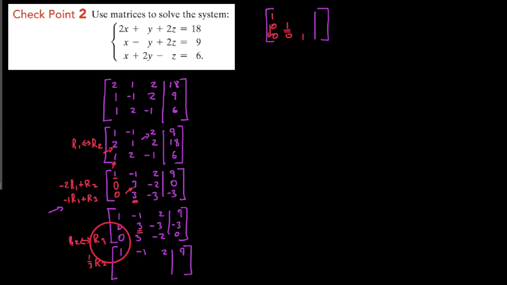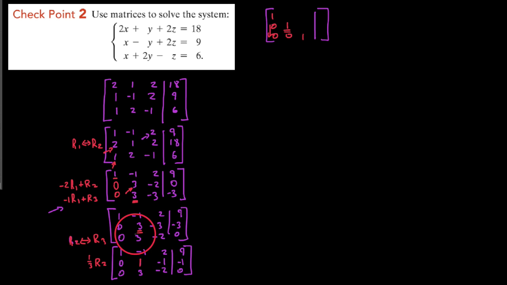Row 2 would be 1/3 times 0, 1/3 times 3, which is, I'll put that in red, a 1, 1/3 times -3, which is -1, and 1/3 times -3 is -1. And then row 3 here, we didn't do anything to it. So what we're looking at now is we had a 1, got zeros underneath it.